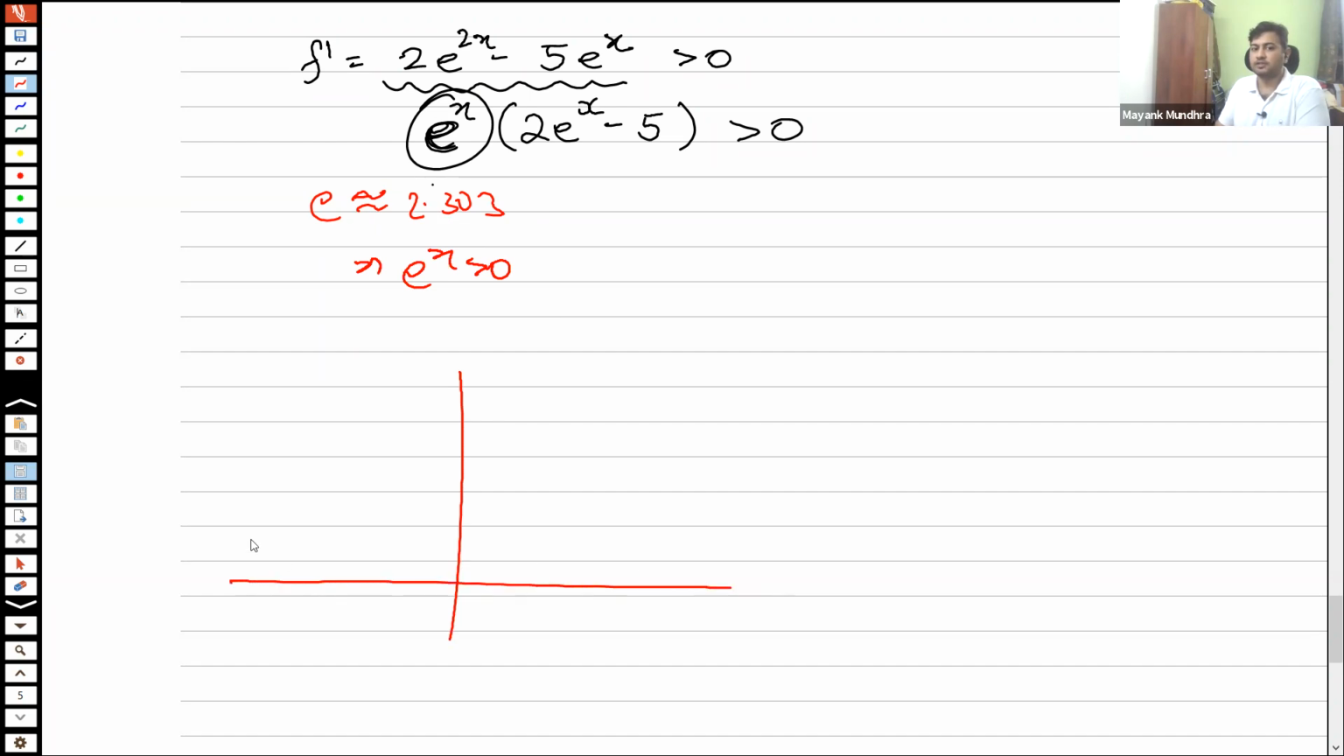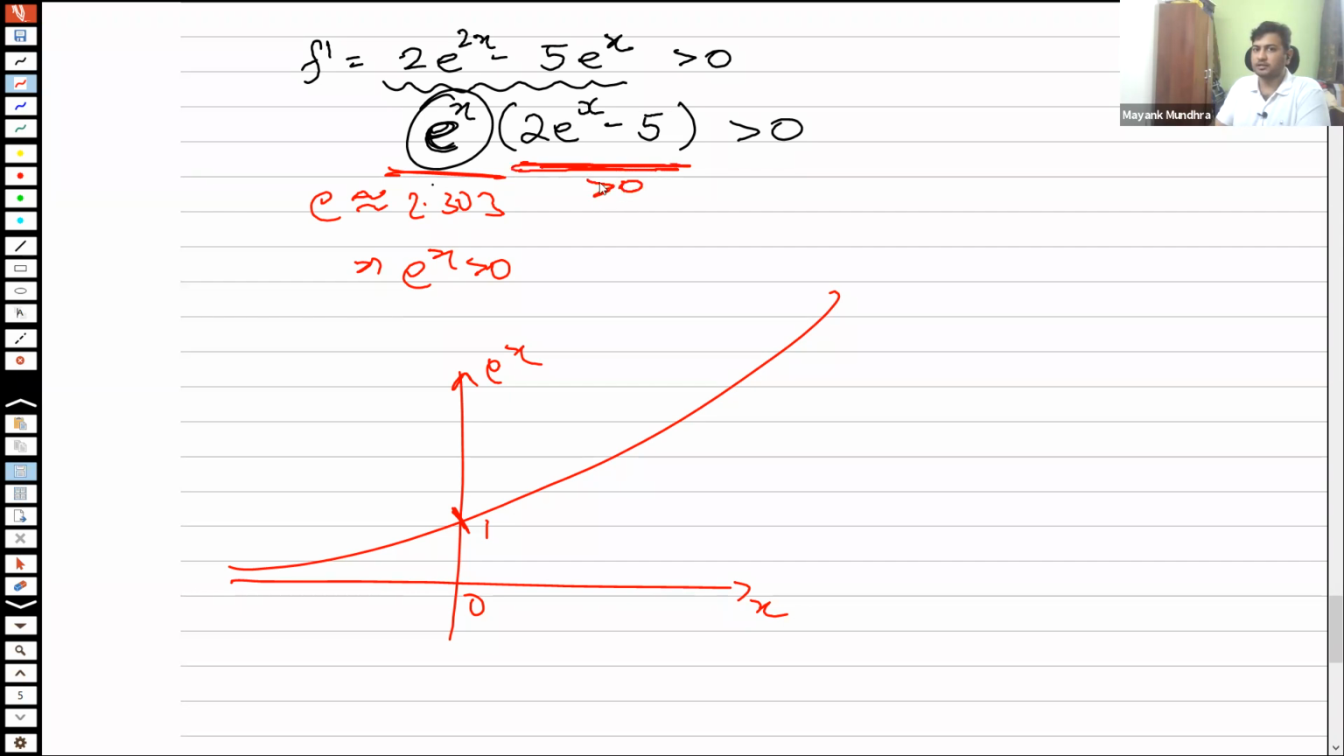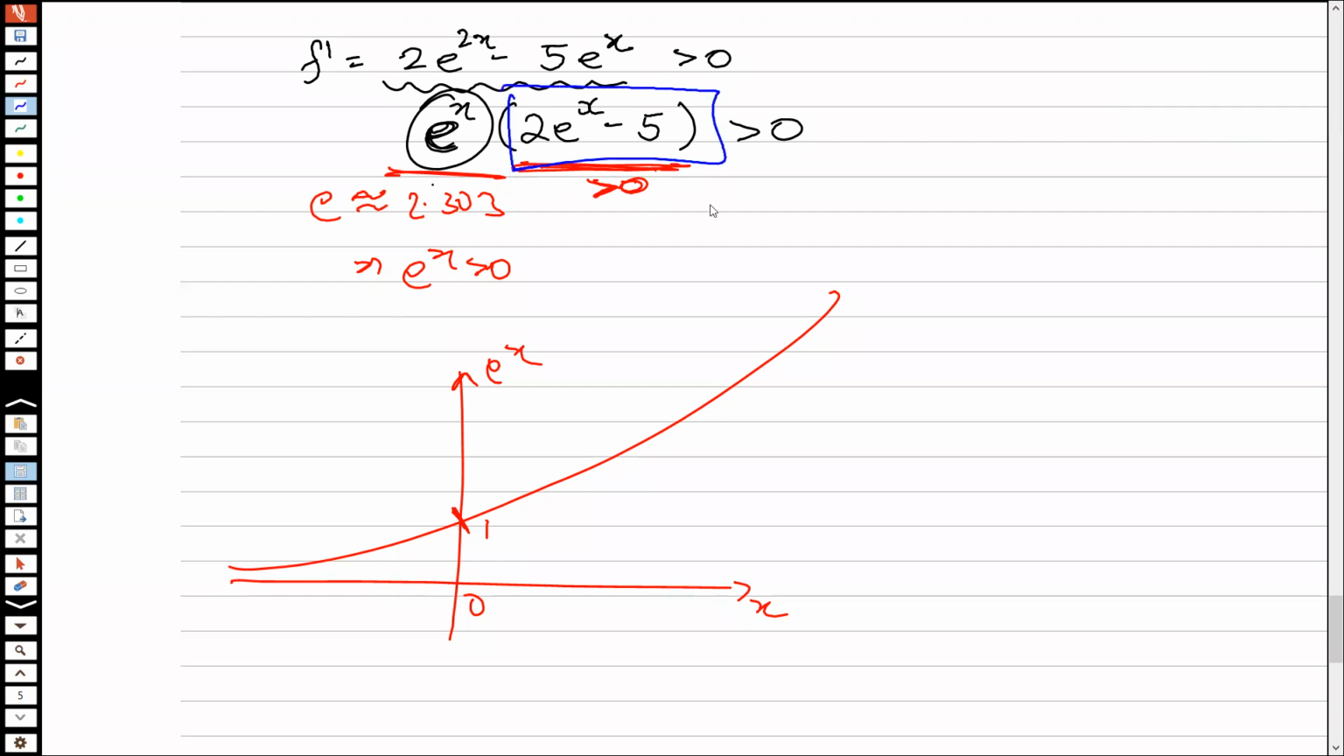We actually did in the first lectures some graphs on exponential and logarithmic functions. So this was the graph of e to the power x. At 0, it became 1. If you put x equals 0, this becomes e to the power 0, which is 1. But it is always positive. That is the essential thing. So the left side is always positive. So for the entire thing to be positive, I just need this thing to be positive, right? So what do I need for this thing to be positive?